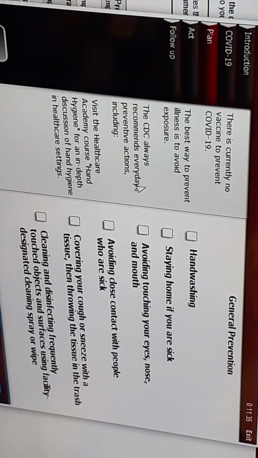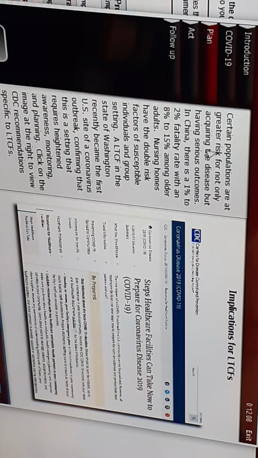There is currently no vaccine to prevent COVID-19. The best way to prevent illness is to avoid exposure. The CDC always recommends everyday preventive actions, including hand washing, staying home if you are sick, avoiding touching your eyes, nose, and mouth, avoiding close contact with people who are sick, covering your cough or sneeze with a tissue, then throwing the tissue in the trash, and cleaning and disinfecting frequently touched objects and surfaces using facility-designated cleaning spray or wipe.